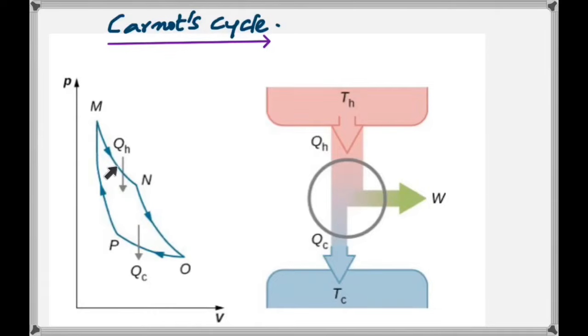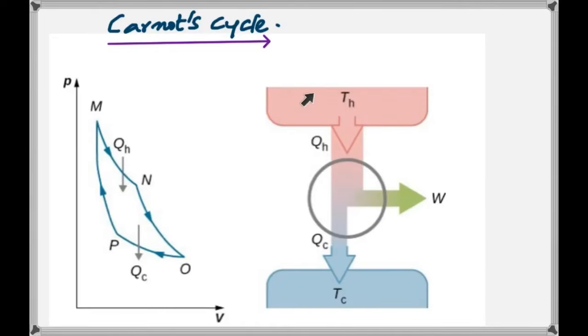So that is actually an isothermal expansion. That takes place at constant temperature. So MN is isothermal expansion. Can somebody tell me what temperature that's taking place at? At TH. Because where is the working substance now?